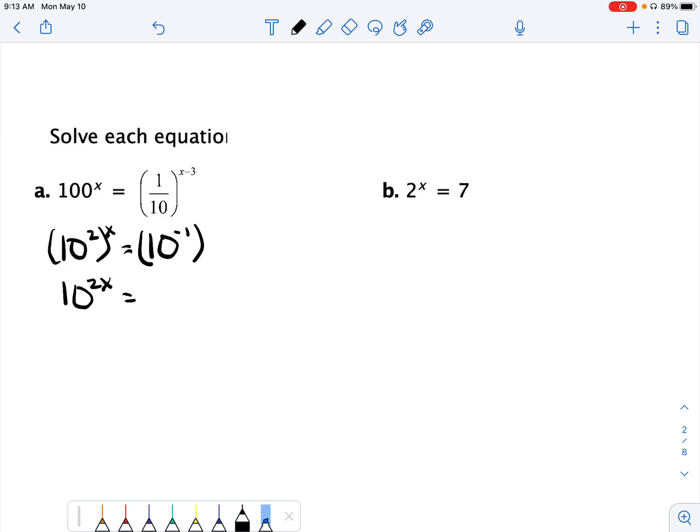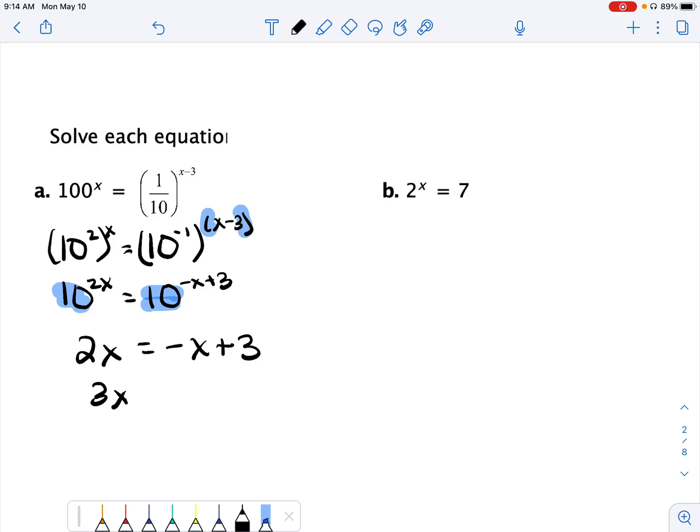Now this one is interesting because the exponent's a binomial, and it's really important to put parentheses around this binomial because we're going to distribute it. So it's going to be 10 to the negative (x plus 3). Now that I have my bases the same, I can make the exponents the same. Now we have a very simple algebra 1 equation here, right? And x is going to equal 1. Very straightforward.